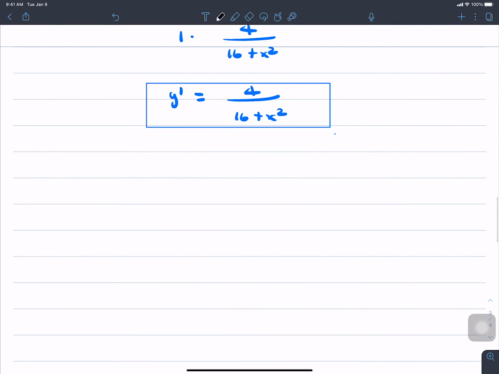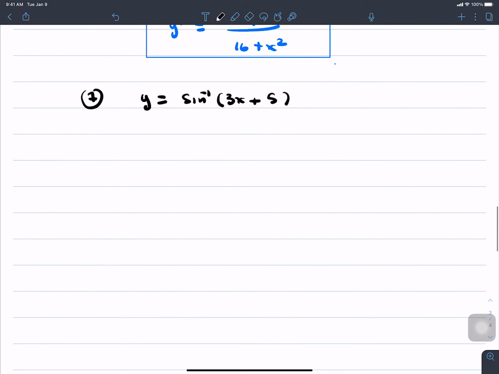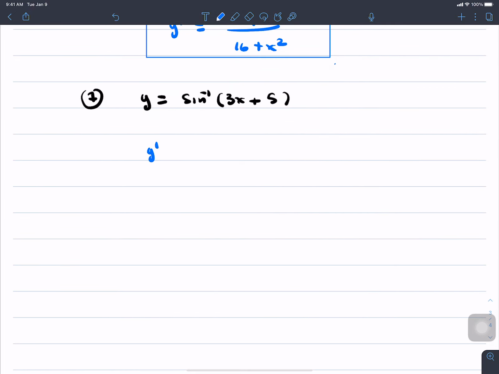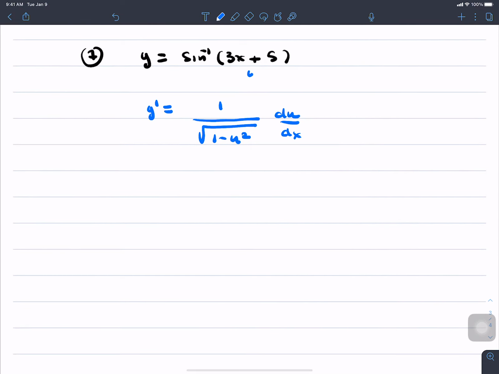Okay, let's try some more here. Let's say number 7, y is the inverse sine of maybe 3x plus 5. Again, you're going to use your derivative formula. That y prime will be 1 over square root 1 minus u squared du dx, where u again is right up in here.